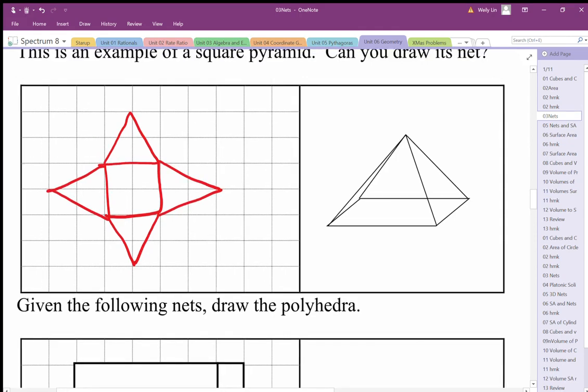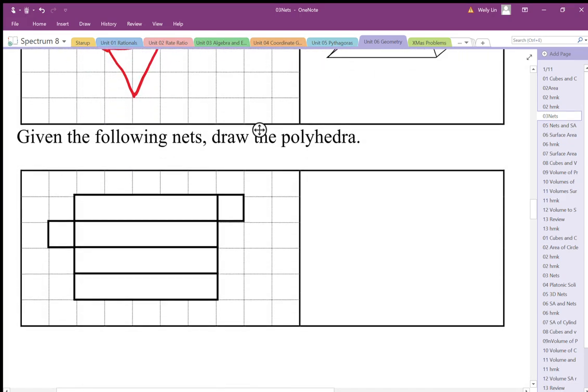So the next one here is doing the opposite. I've given you a net. This net has 1, 2, 3, 4, 5, 6 surfaces. Can you draw the polyhedra for this? You have to think, what would that look like when I fold it back up? Well, this one looks like the net of a cube, except these pieces are longer. So imagine rolling up these 4 sides into a 4-sided prism, and then these squares would fold up to close off the ends of the prism. So this is a rectangular prism.